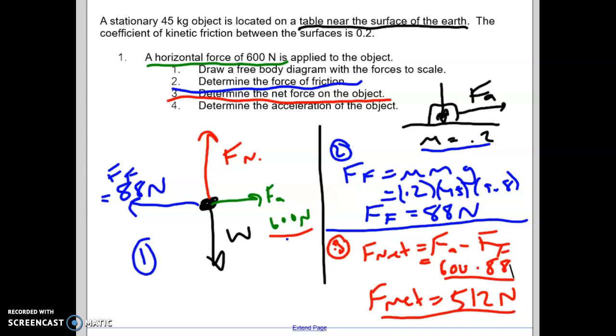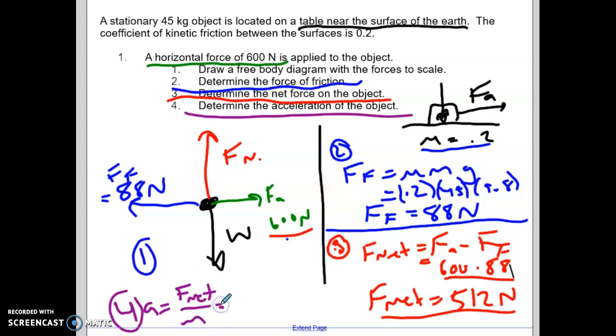I'm going to squeeze number 4 in right here, which says to determine the acceleration of the object. The acceleration of the object is equal to the net force over the mass. That's going to be equal to 512 over 45, which gives me an answer of about 11.4 meters per second squared.